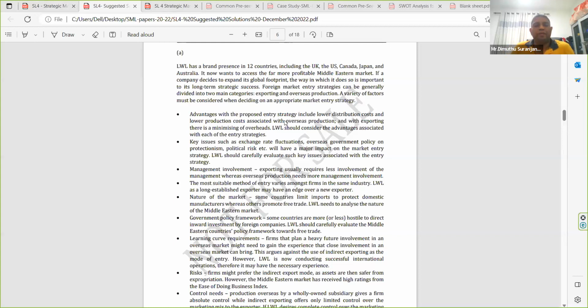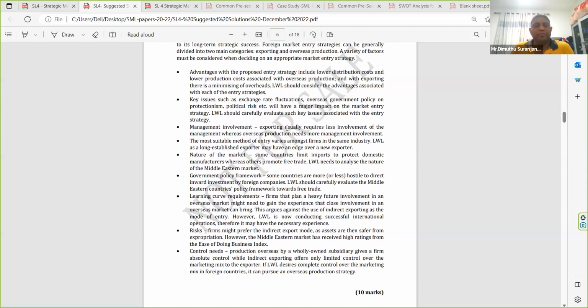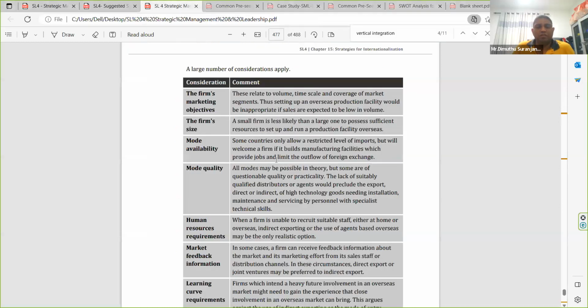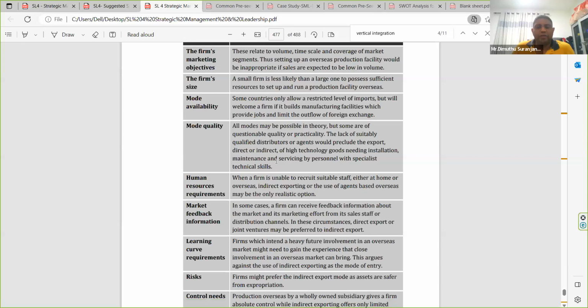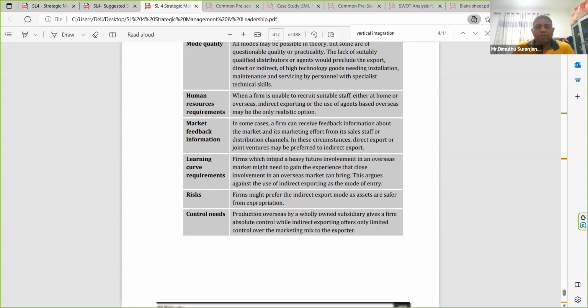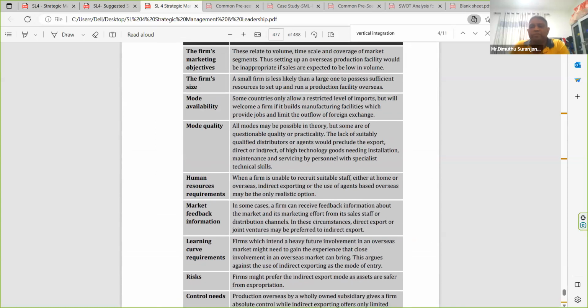Now here see. Now here's identify these points. First point is advantage with the proposed entry strategy include lower distribution cost and lower production costs associated with the overseas production, and with exporting there is a minimizing of overheads. He talked about these two strategies and talk about that. Key issues such as exchange rate fluctuation, overseas government policy on protectionism, political risk will have a major impact on the market entry strategy. You'll see whether those things are there. Now, those are general points. No, he has taken out of that one, out of this general point, few general points, right?